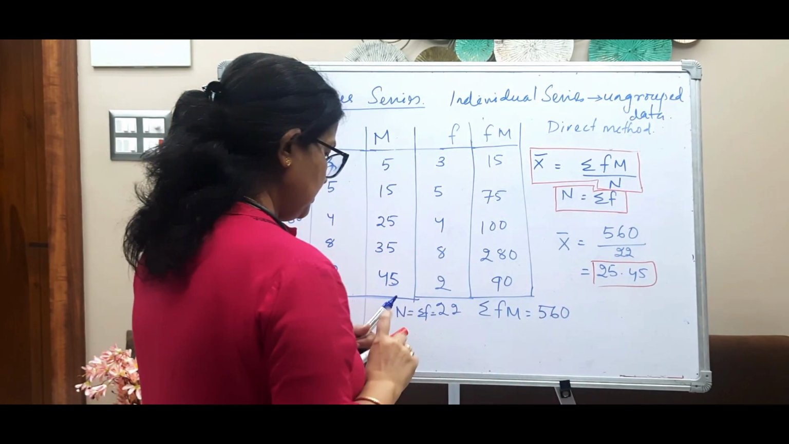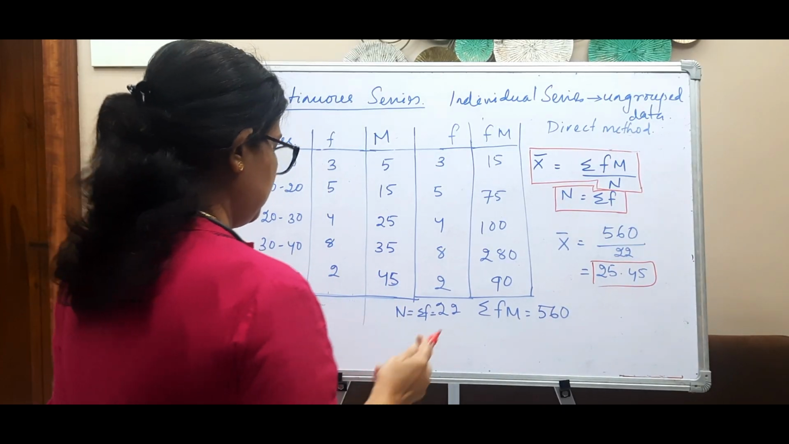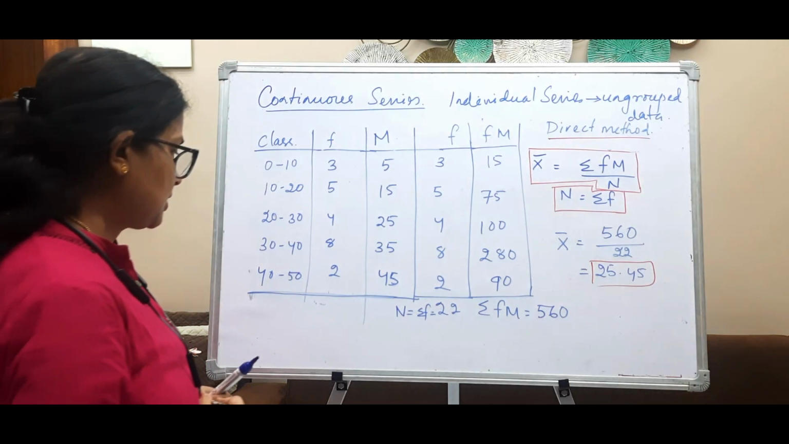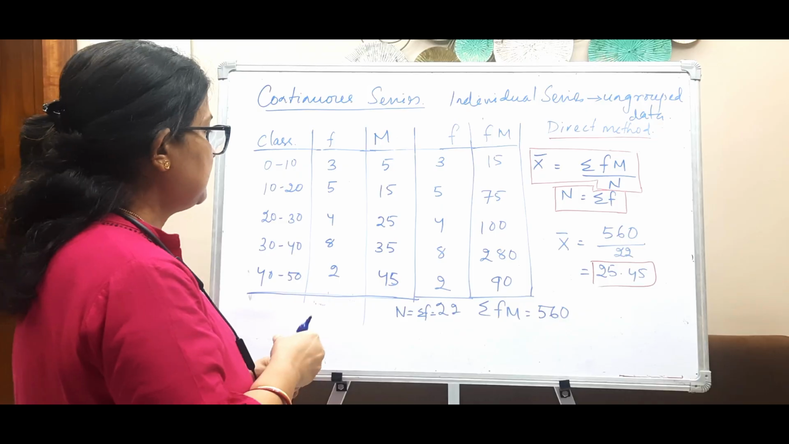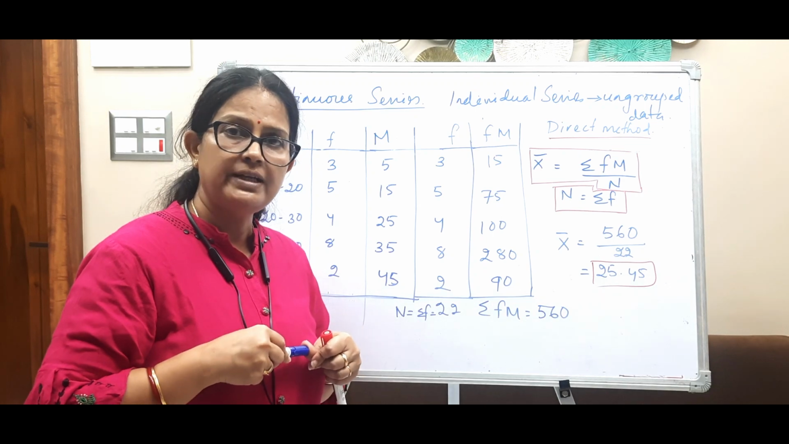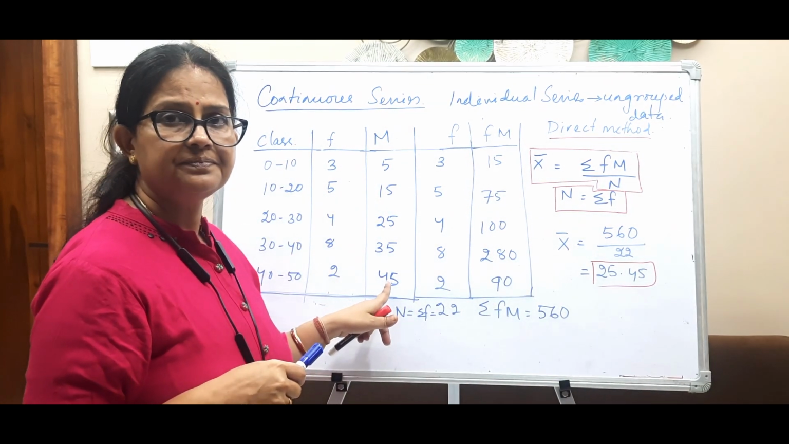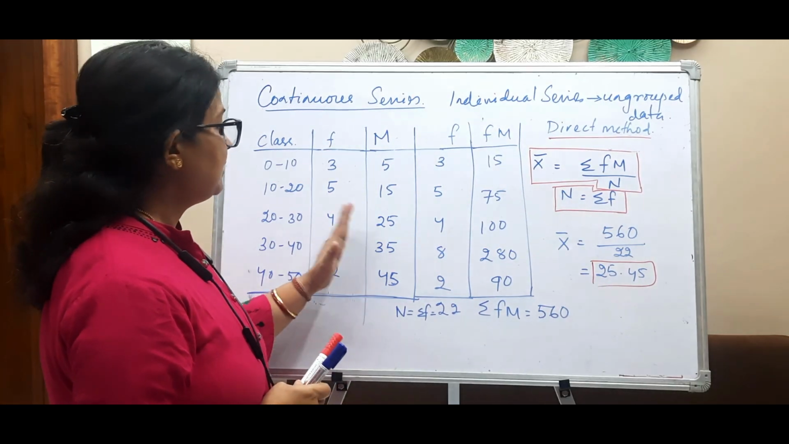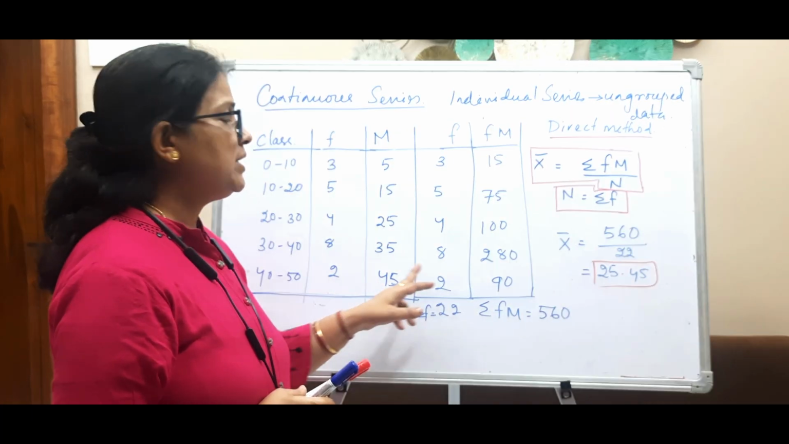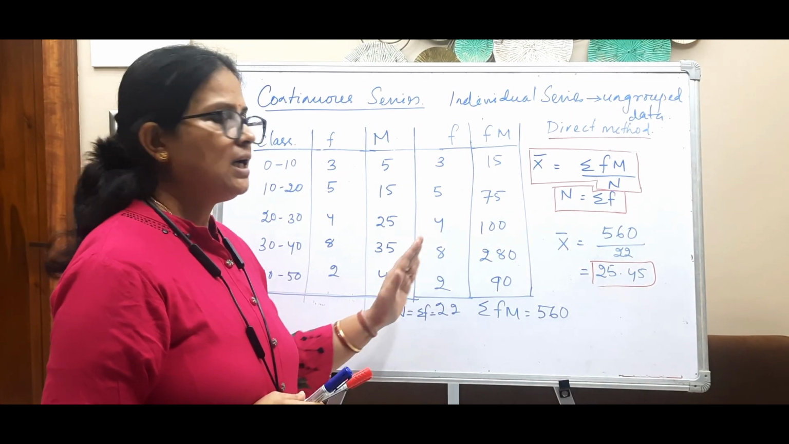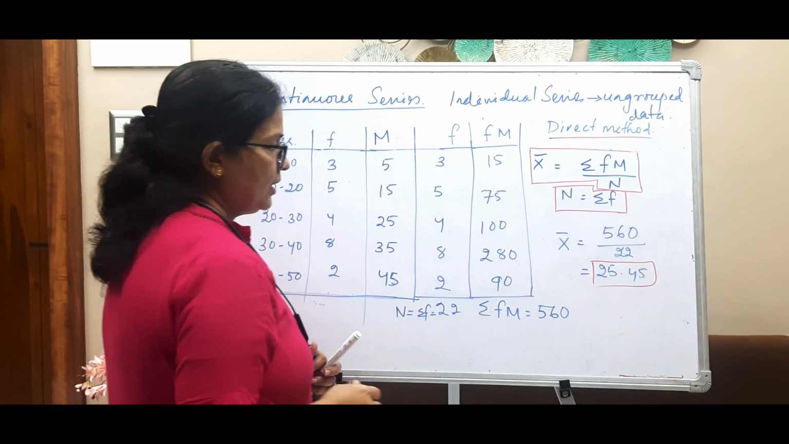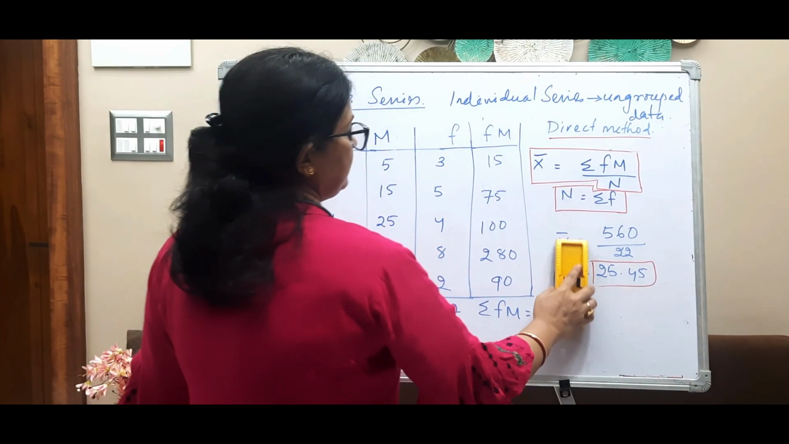Next we are going to discuss the shortcut method. In the case of the shortcut method, what do we normally do? We normally assume one value from the series. Now, forget about the continuous series. Our series is a discrete one. M and F, we take these two columns and we find our shortcut method. For the shortcut method, I am writing the formula.